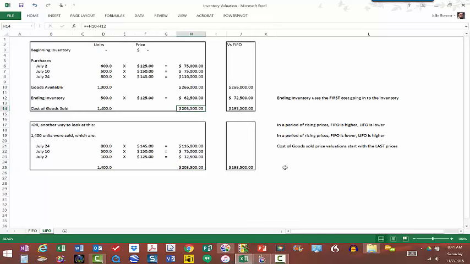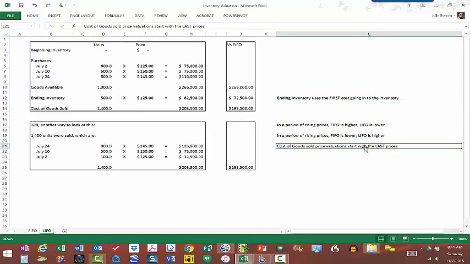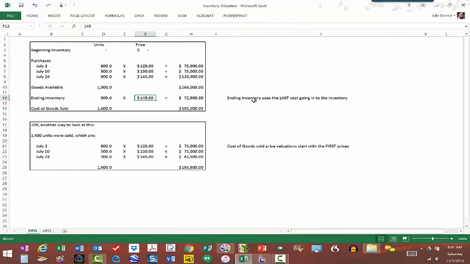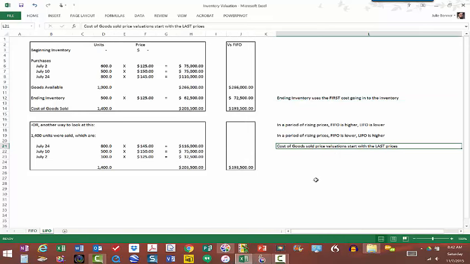Okay. So the important pieces to remember here is that for LIFO, the ending inventory uses the first cost as its valuation. The cost of goods sold valuations are using the last prices. Very important. And it's exactly the opposite for FIFO. So let me go back over here to FIFO using the same numbers we have here. Going back over to FIFO, the ending inventory is using the last cost going into the inventory, as opposed to LIFO using the first. Okay? So it's important to see those distinctions. Here, the cost of goods sold is using the first prices, so it's starting with $125, then $150, then $145. So it's starting with the first prices. LIFO is using last prices.